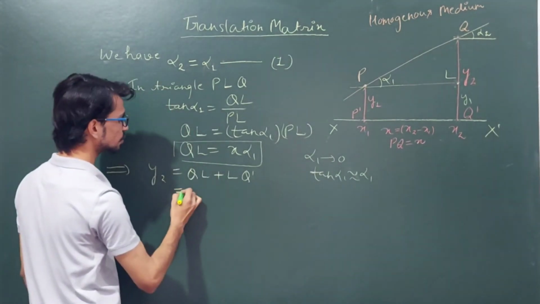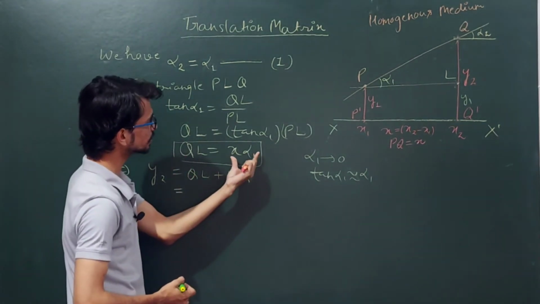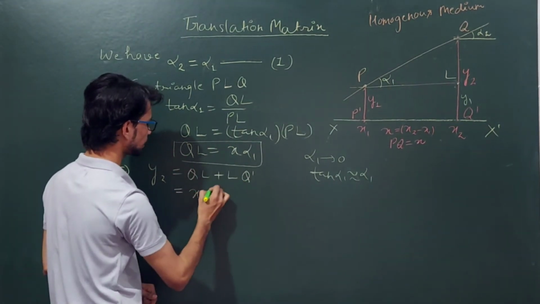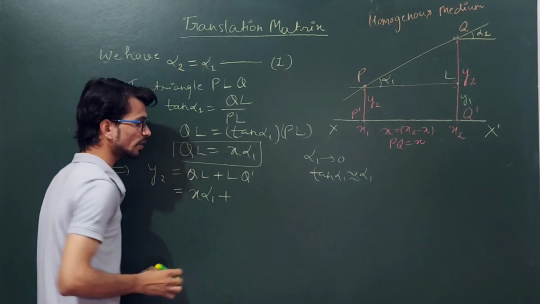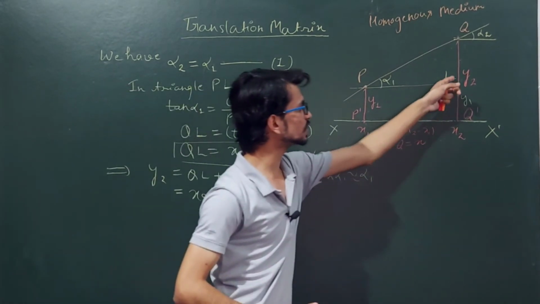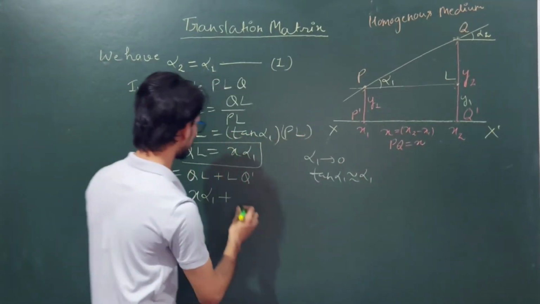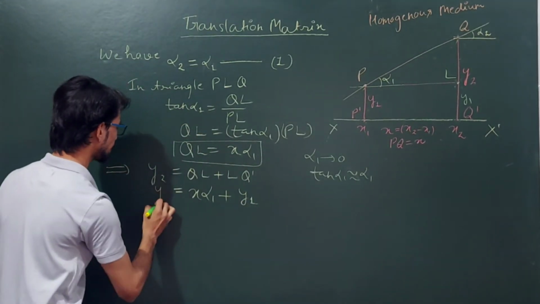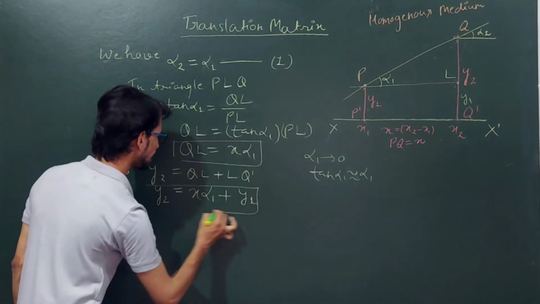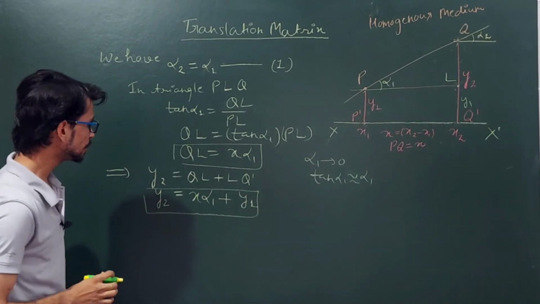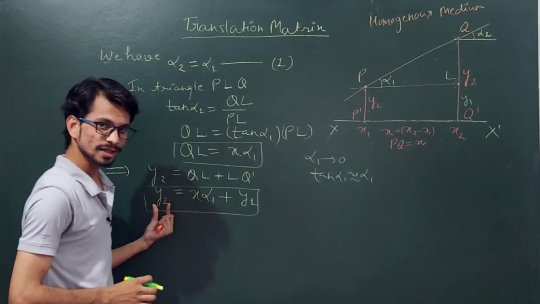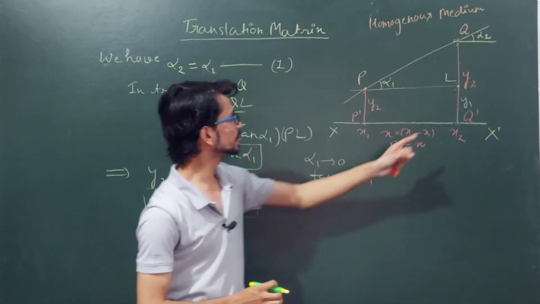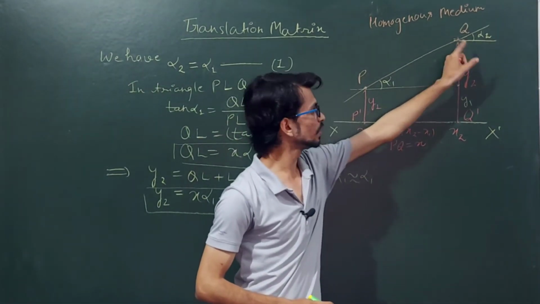And what is QL? What I have already found, here, x alpha 1. And what about LQ dash? LQ dash is nothing but y1. This is y1 here. So this is going to be y2. So I have the equation for y2. This is the first coordinate of this point Q, y2.